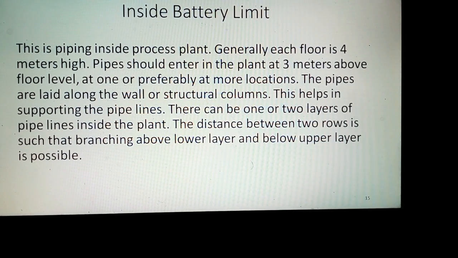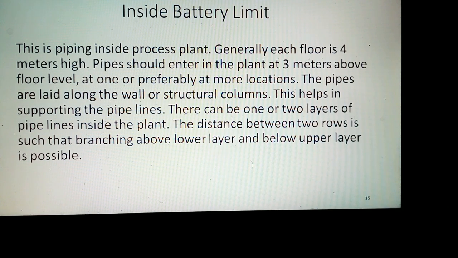Inside battery limit. This is piping inside process plant. Generally each floor is per meter high. Pipes should enter in the plant at 2 meters above floor level, at one or preferably at more locations. The pipes are laid along the wall or structural columns. This helps in supporting the pipelines.